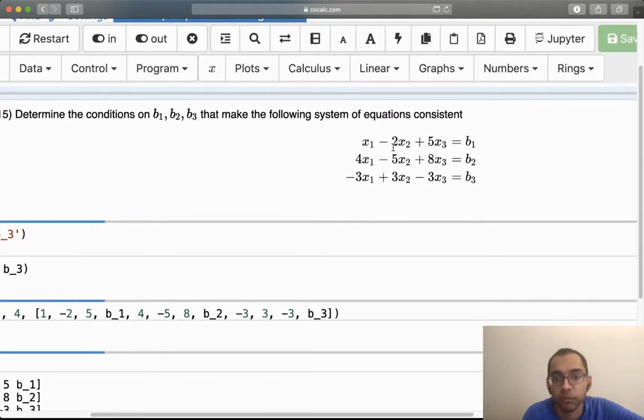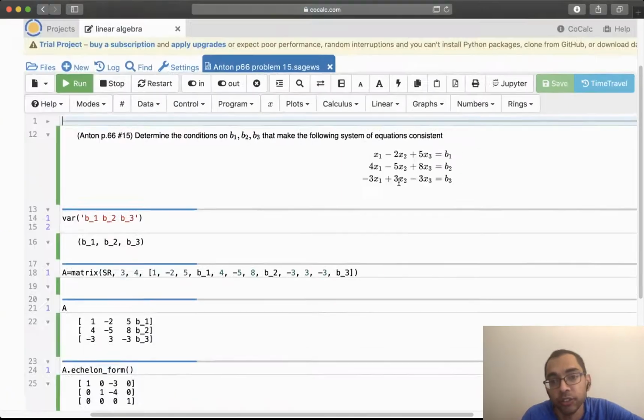Okay, so we have some system of equations, and there is some condition, apparently, that B1, B2, and B3 have to satisfy in order for this system to have a solution.